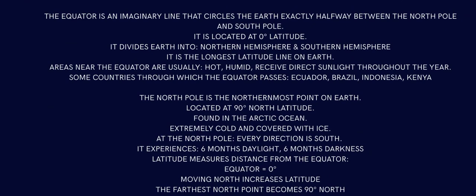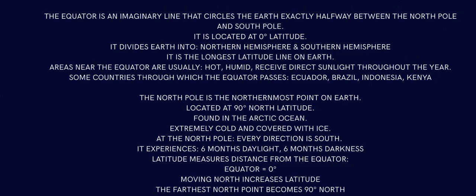It is equator. Areas near equator are usually hot, humid, and receive direct sunlight throughout the year. As you know, sun directly falls on equator. Some countries through which the equator passes are Ecuador, Brazil, Indonesia and Kenya.